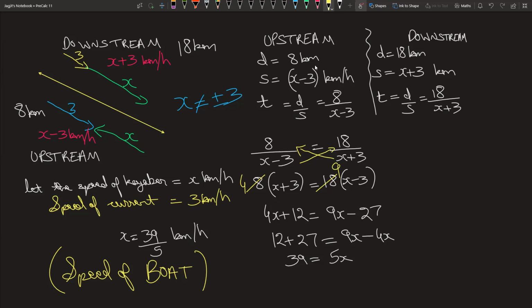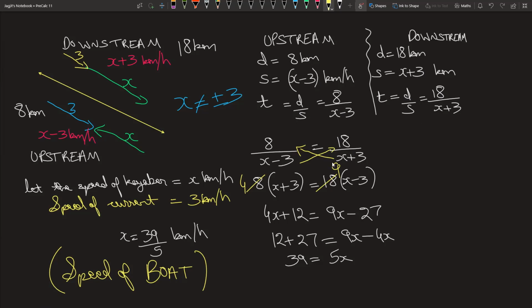While going upstream, they travel 8 kilometers. Now speed is going to be x minus 3, because the river is going to be pushing against you. Time will be distance over speed, which is 8 over x minus 3. The question said they took the same time, meaning time downstream equals time upstream. So 8 over x minus 3 is equal to 18 over x plus 3.